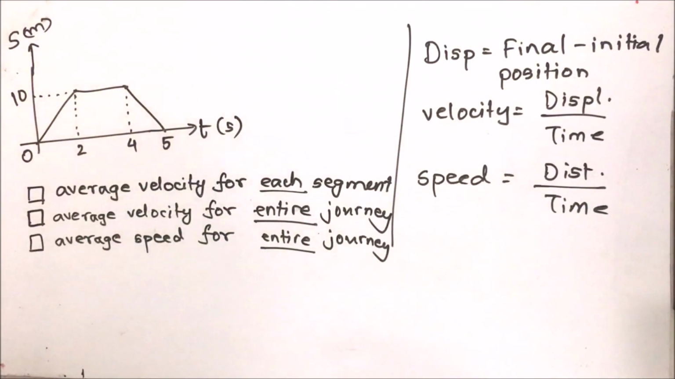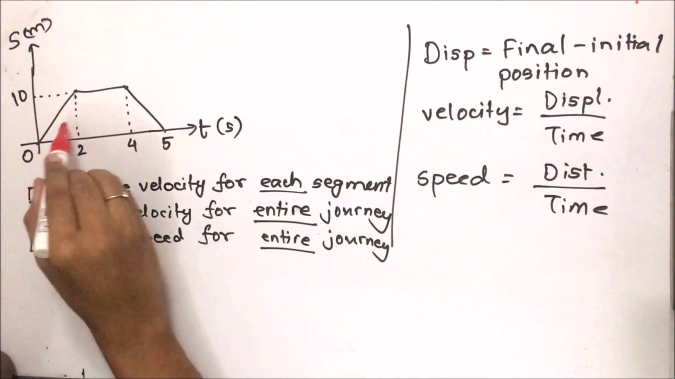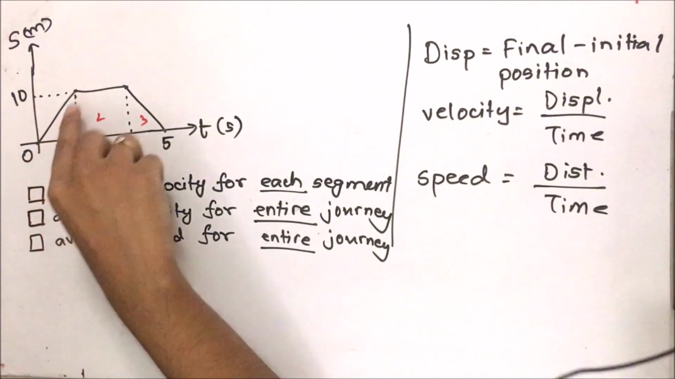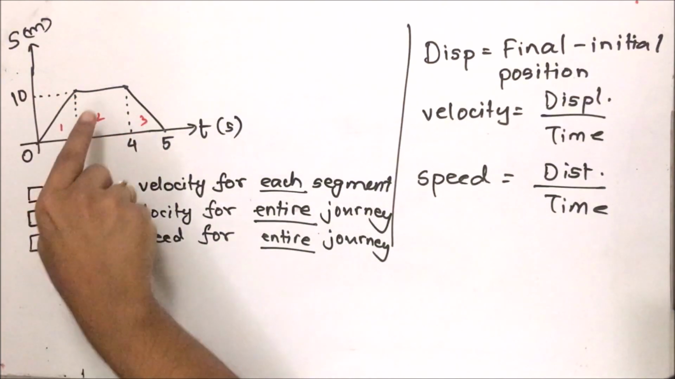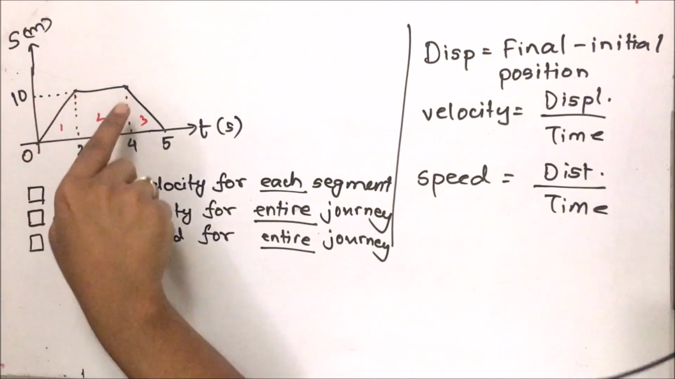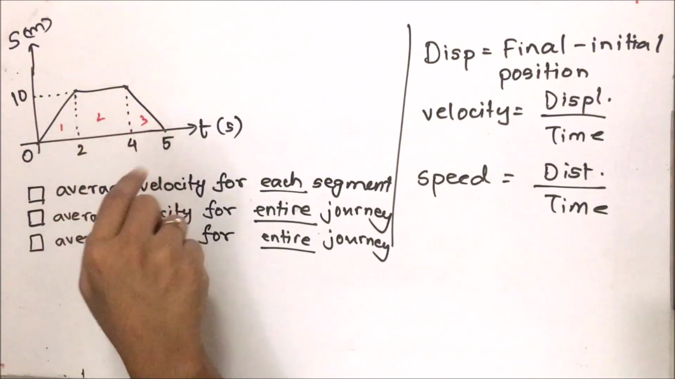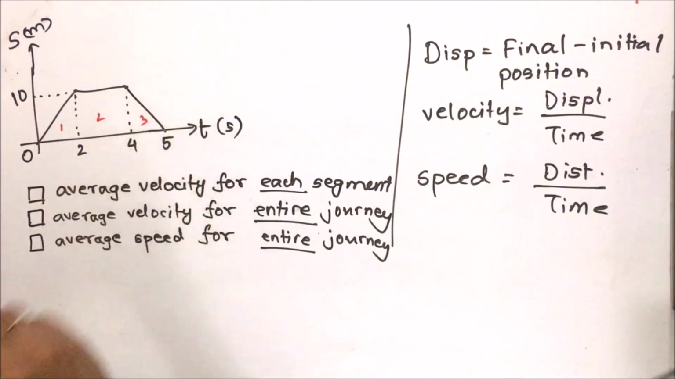Now we will be looking at a math. This is a displacement time graph. The displacement has been given in meters and the time has been given in seconds. For this sum, we will find the average velocity for each segment. What are the segments? We have 3 segments in this sum: 1, 2, 3. In the first segment, there is a constant gradient, so there is a constant velocity. Here the gradient is 0, so there is a 0 velocity, or the particle is stationary. Here the gradient is constant negative, so there is a constant negative velocity in this segment. We will find the velocity for each segment.